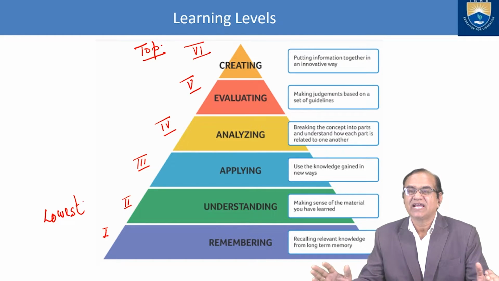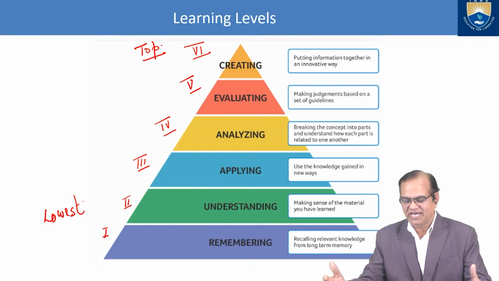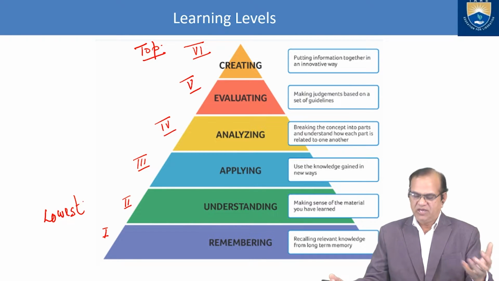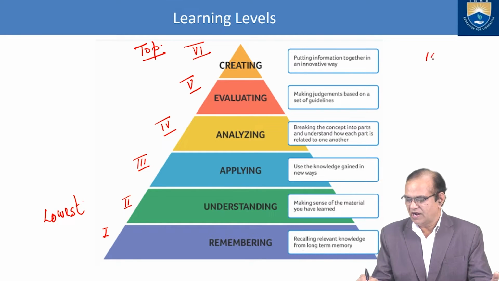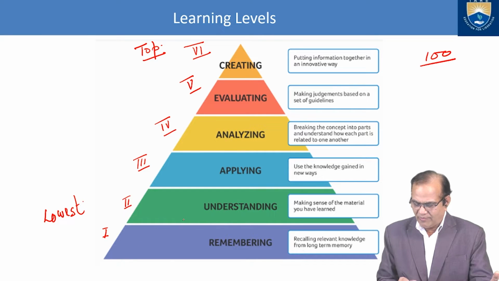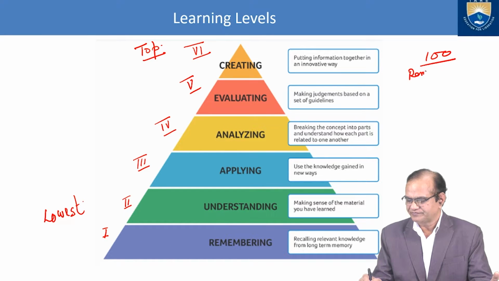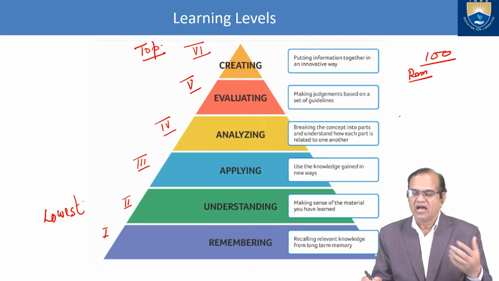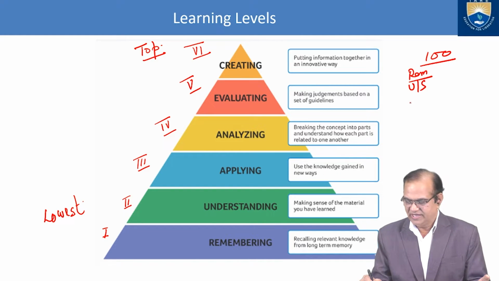So the first one is remembering. If you see here, if you have 100 people or 100 students, more number of them are at the remembering level. Then after that, understanding. Then apply.